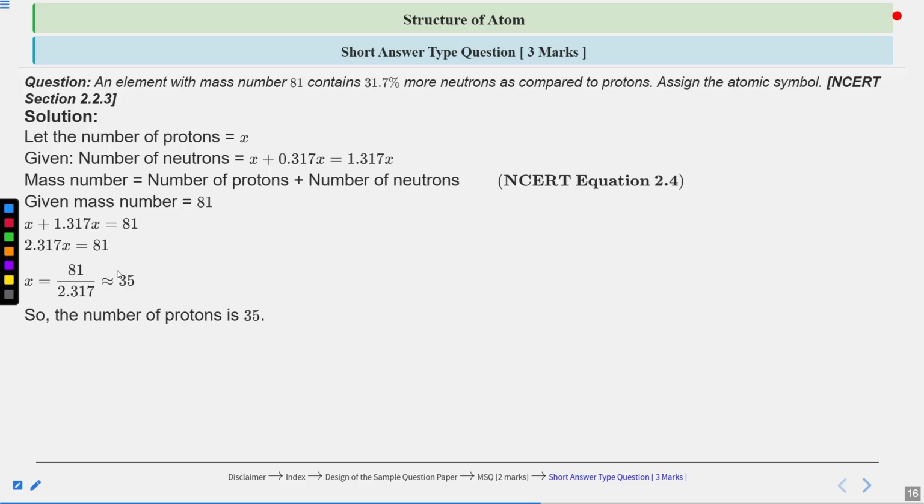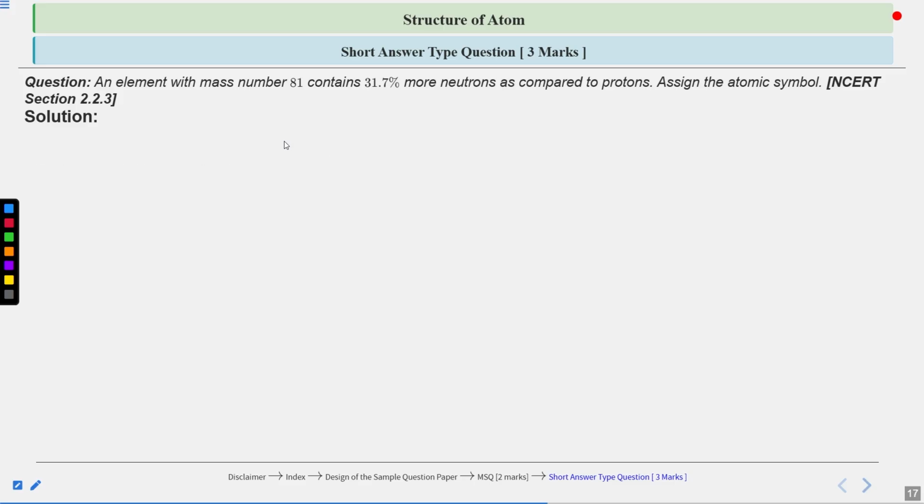So what do we need to calculate? We need to assign the atomic symbol. So if we know the number of protons, we know the atomic number, and the mass number is already given. So we are ready to write the atomic symbol. But before that, I am giving you one more piece of information that you can get from here. And that will be the number of neutrons.